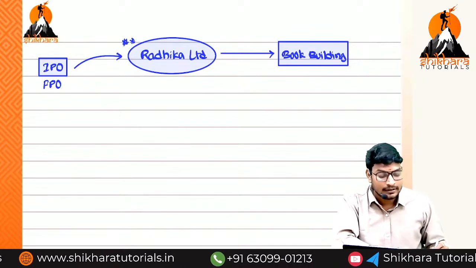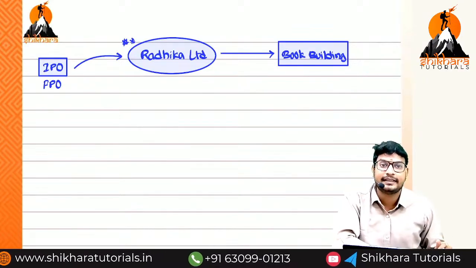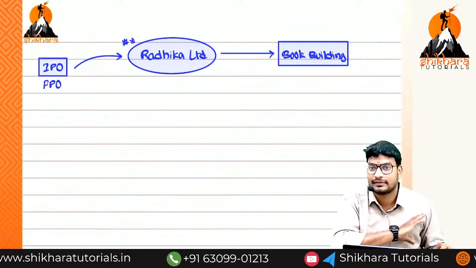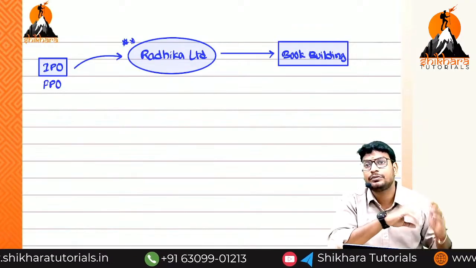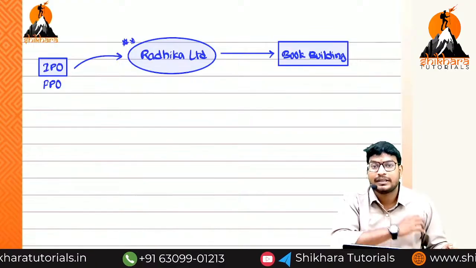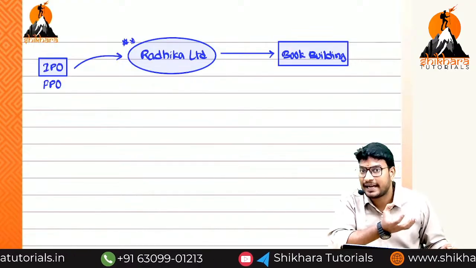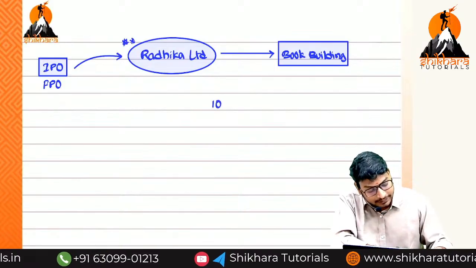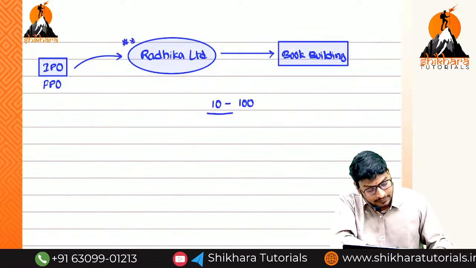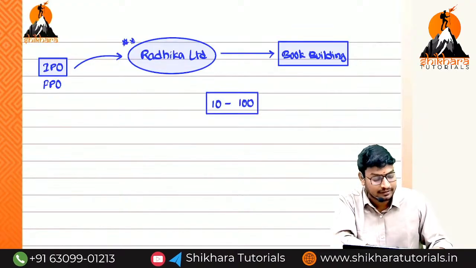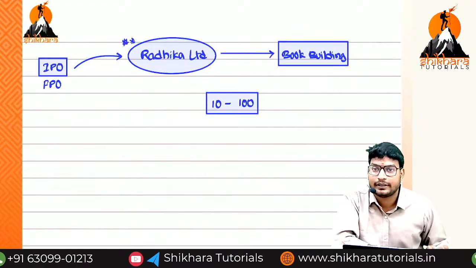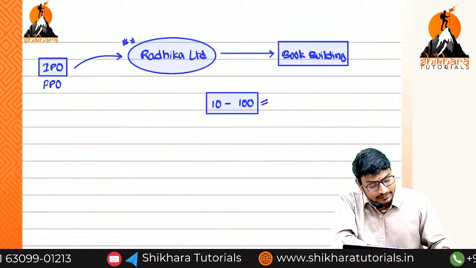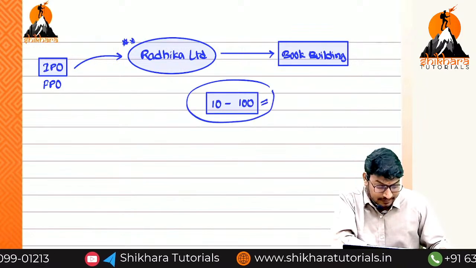We don't know, so let them. We are not saying anything. We are not saying the issue price. Now we are giving the option to the public itself. But we will fix the price band. We will fix what? Price band. I am going to fix 10 to 100 rupees. So this is the price band we have given.